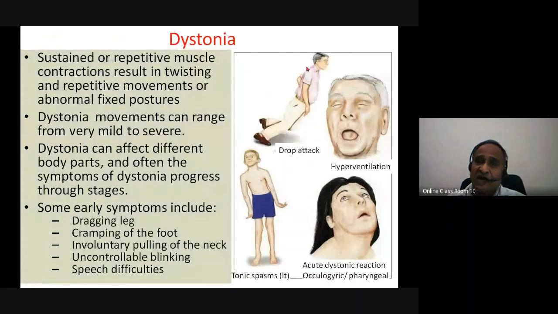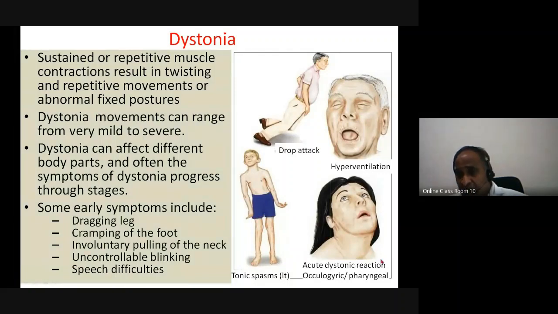This is dystonia: sustained repetitive muscle contractions resulting in twisting and repetitive movements and abnormal fixed postures. Here, suddenly this particular limb muscle goes into a spasmodic repetitive contraction, and he falls down. Or there is hyperventilation, that means repetitive movements of the respiratory group of muscles. Here there is a left side tonic spasm, you see how he is dragging the leg.